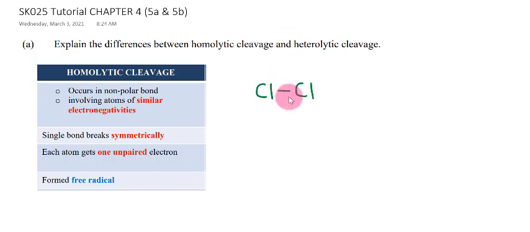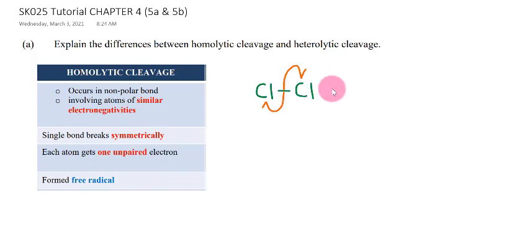In one single bond, we have two electrons. So each chlorine atom will get one unpaired electron. We are going to show the movement of the electron by using a curved arrow. This one electron will go to this chlorine and the other electron will go to this chlorine. We are going to use a single-headed arrow, because we only move one electron.